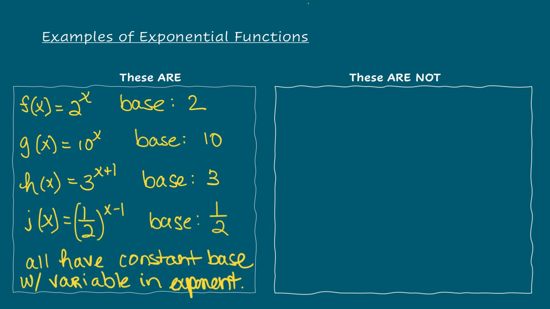So let's take a look at what it looks like when we don't have an exponential function. If I were to set something up that looks like this, f of x equals x squared, that would be the graph of a parabola, right? So that would not be an exponential function. Our variable is in the base, not the exponent. So the reason this one would not meet the characteristics of an exponential function is because the variable is in the base, not the exponent.